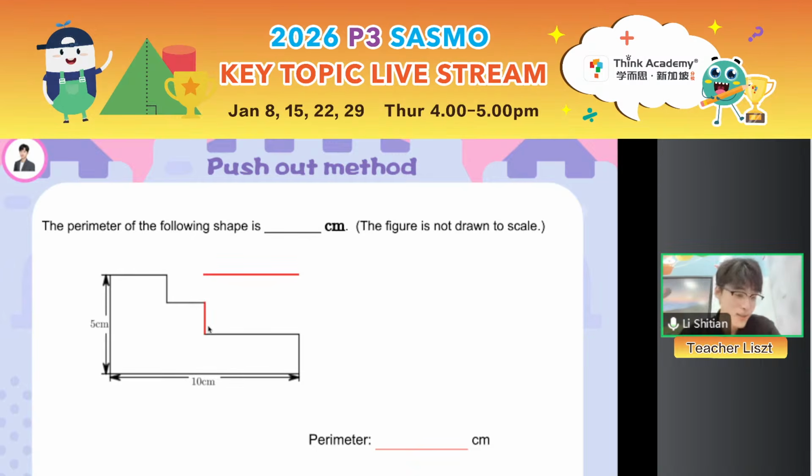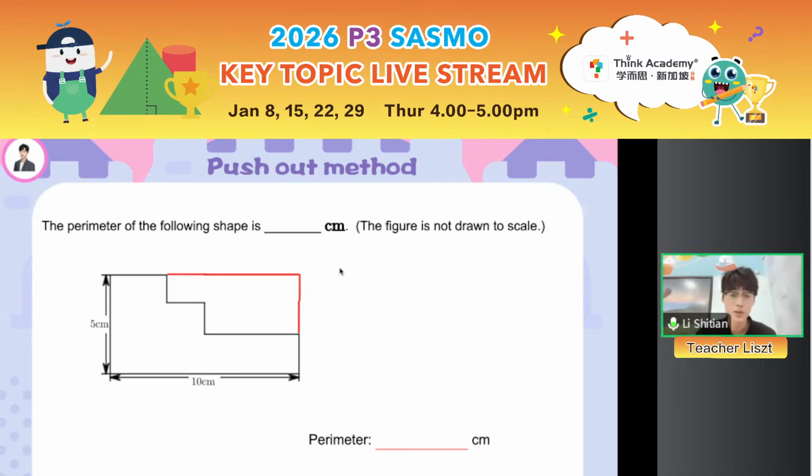Then what about this short line? I need to move it to the right. And for this short line, I need to move it to the top. And for this short line, I need to move it to the right, right? So now it is a regular shape, right? It is a rectangle. Can you guys find out the perimeter of the rectangle? Of course, right? Really, really easy.